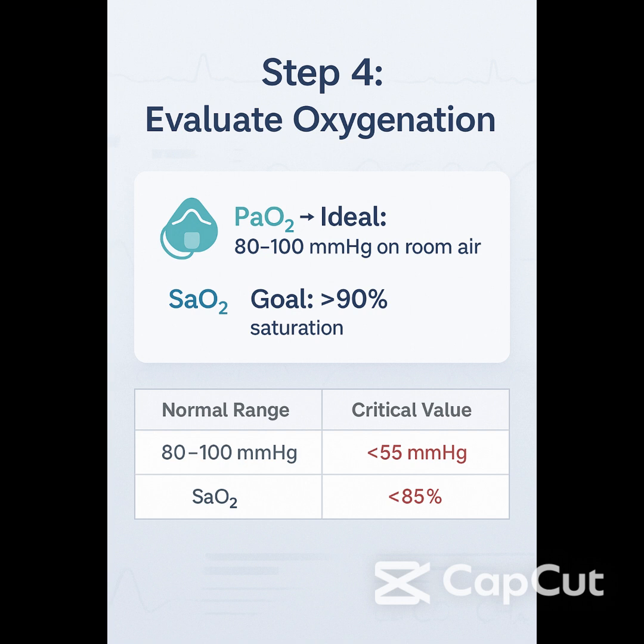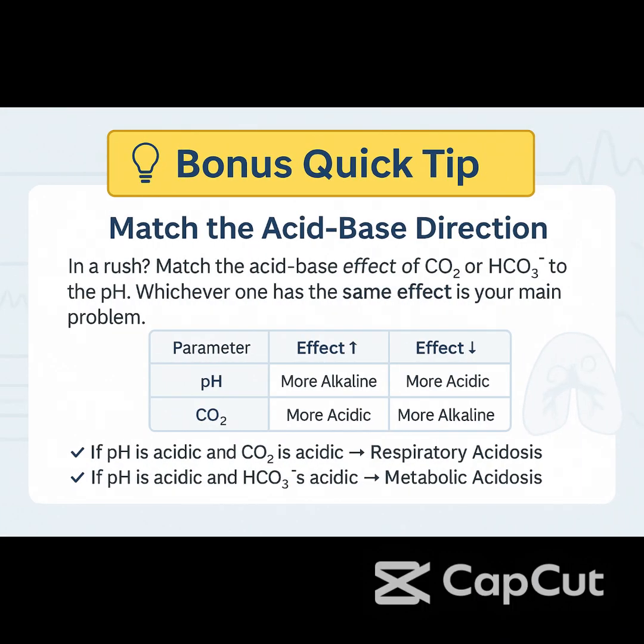If the patient is hypoxemic, that will guide you to your next clinical priority, even if the acid-base balance looks good. Quick tip: if you're ever short on time, match the direction of the pH with either the CO2 or the bicarbonate. Whichever one moves in the same direction is usually the primary problem.